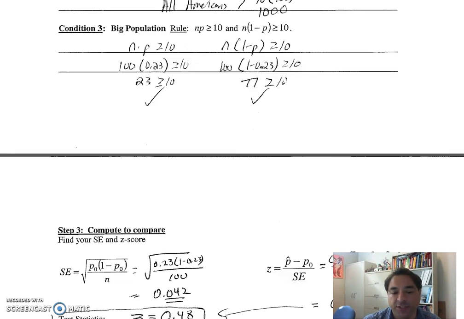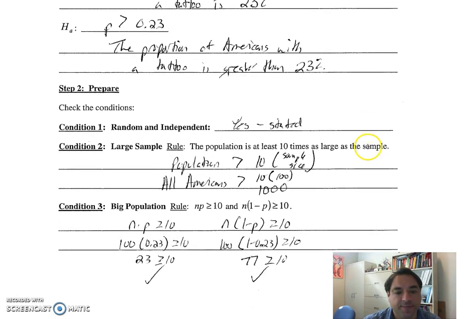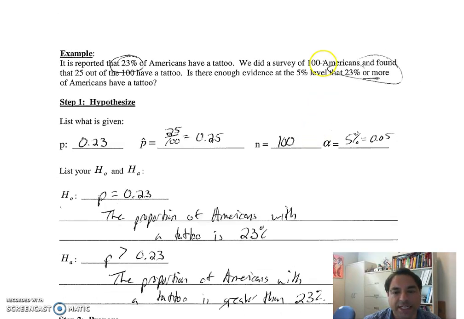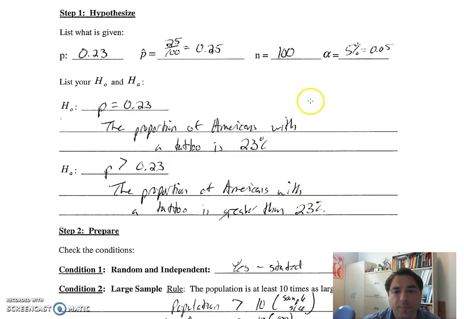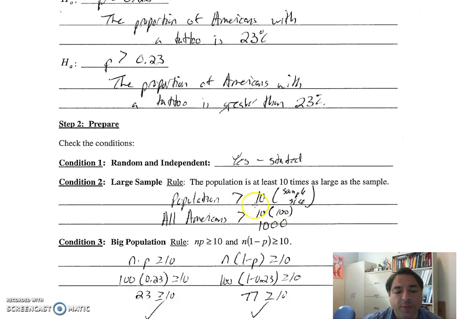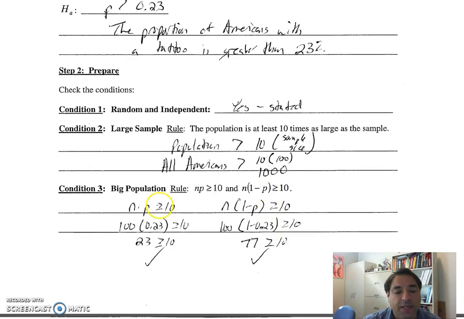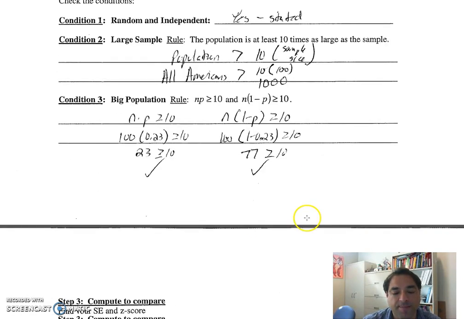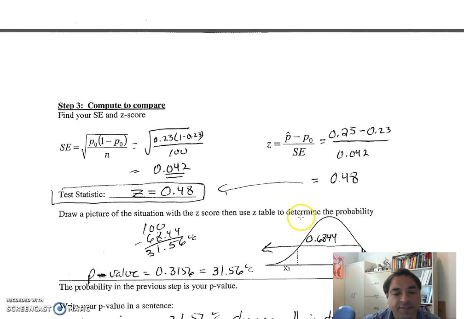Then we have to check our conditions. So when we check our conditions, number one, was it random? Now it should have been stated, so I forgot to write that there. But it should always be stated as random. Then your population has to be greater than 10 times your sample size. All Americans greater than 10 times 100, which is 1,000. N times P greater than or equal to 10. N times 1 minus P greater than or equal to 10. 100 times 0.23 is 23. That's greater than 10. Check. 100 times 1 minus 0.23 is 77. Greater than 10. Check. So all our conditions are met. It should look very familiar from Chapter 7.